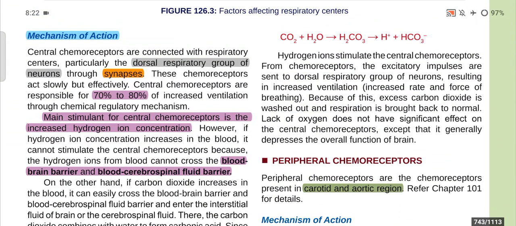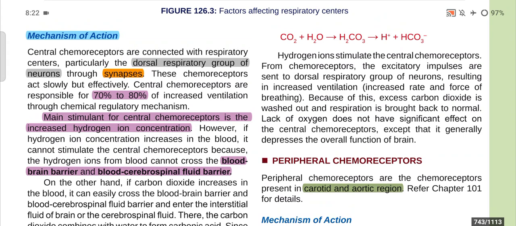And the mechanism of action is that the central chemoreceptors are connected with the respiratory centers, particularly the dorsal respiratory group of neurons, through the synapses. And these chemoreceptors act slowly but effectively. Now, central chemoreceptors are responsible for nearly 70 to 80% of the increased ventilation through the chemical regulatory mechanism, and the main stimulant for the central chemoreceptor is the increased hydrogen ion concentration.